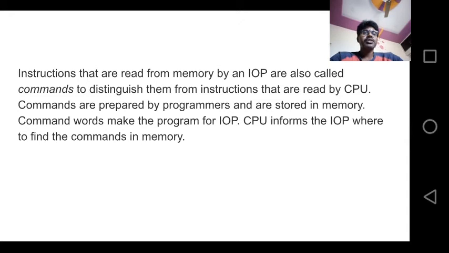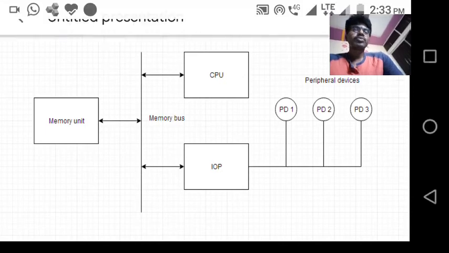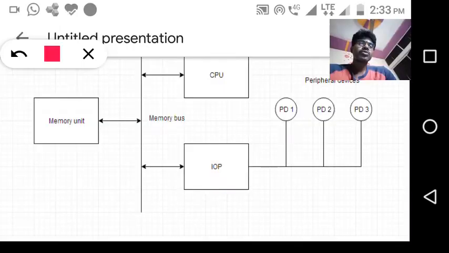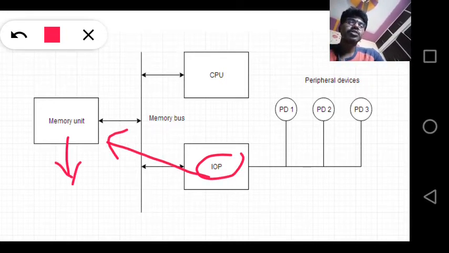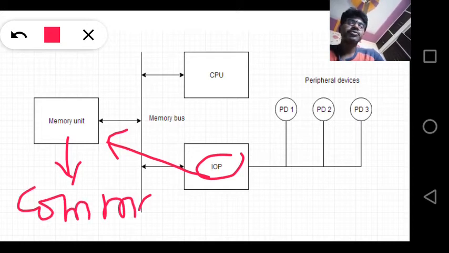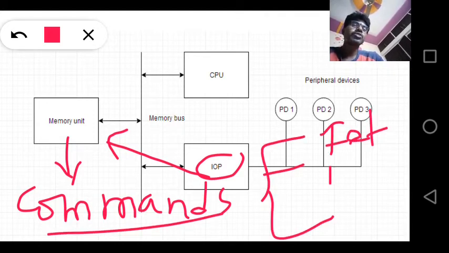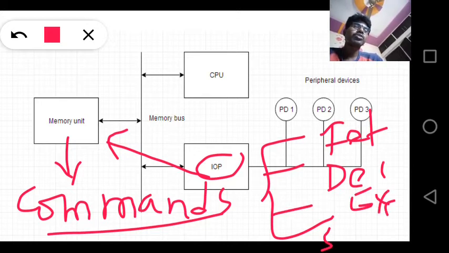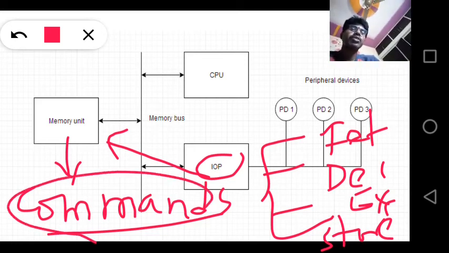Next, instructions that are read from memory by an IOP are also called commands to distinguish them from instructions that are read by the CPU. So when the IO processor reads the instructions from memory, they are called commands. Of course, these commands have to be fetched, decoded, executed, and stored. It is common, but they are called commands from the IO processor's point of view.